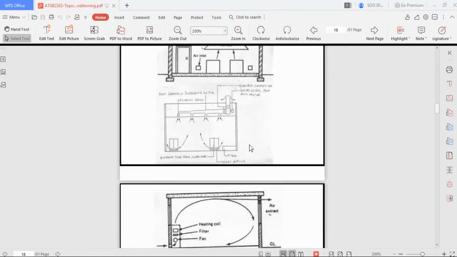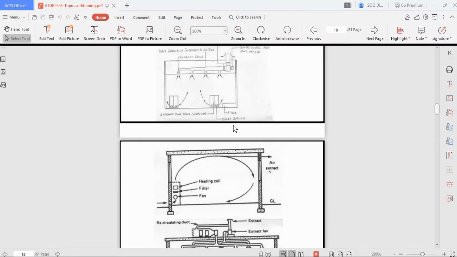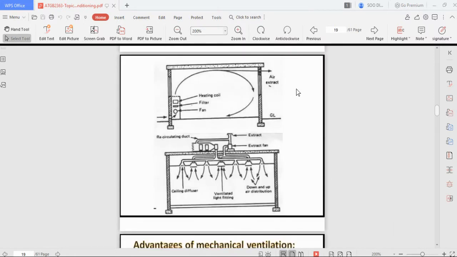The same applies for the next bottom figure diagram. And this is also a new additional figure to show you how it works.